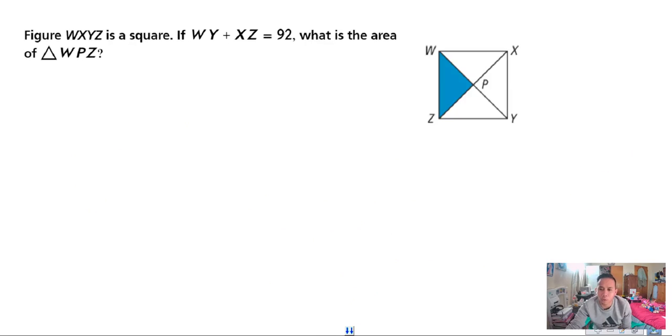All right, let's proceed with the last one. How about square? Let's see this example that we have for square. Figure WXYZ is a square if WY plus XZ is equal to 92. What is the area of WPZ? So it's the shaded region there, right? Maybe we can do this one in 3 steps. Step 1, find the length of the diagonals.